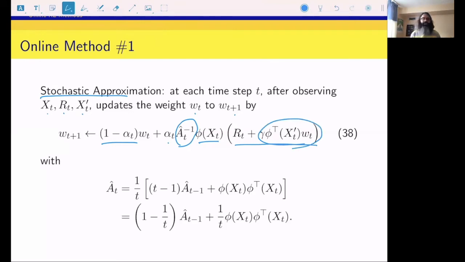And A_t can also be updated incrementally, because A_t can be written as 1 over t times the summation from i equal to 1 to t. So we can write it as 1 over t times (t minus 1 times A-hat_{t-1} plus the new data, which is phi(x_t) phi transpose(x_t)). And then this would become essentially these two quantities. So we can update A incrementally.